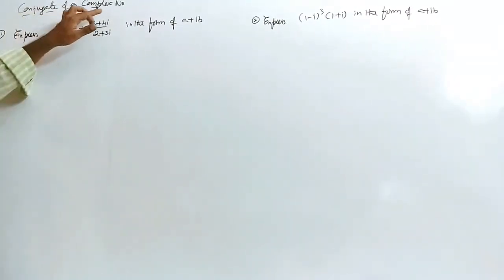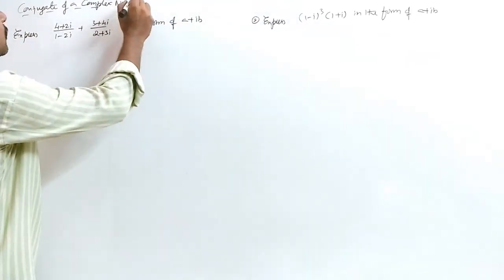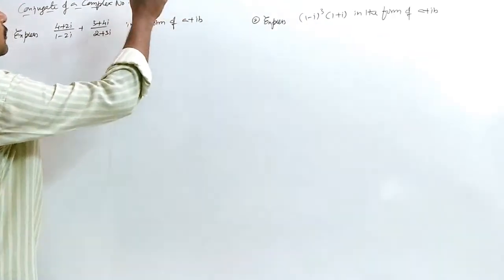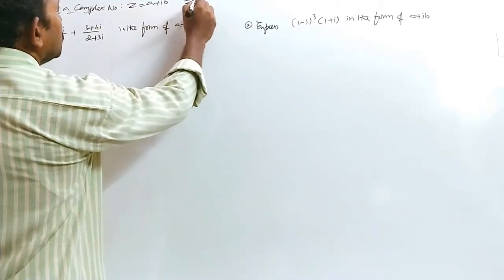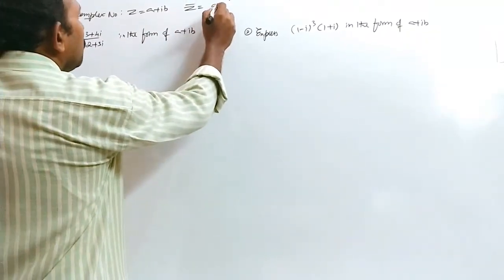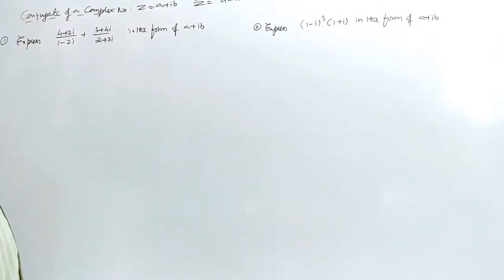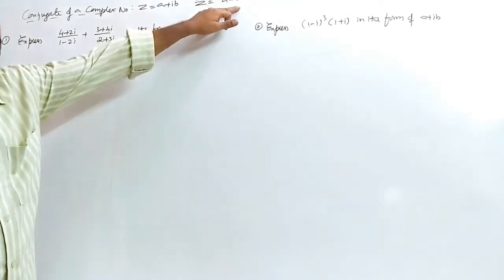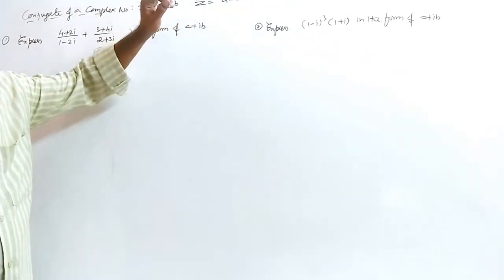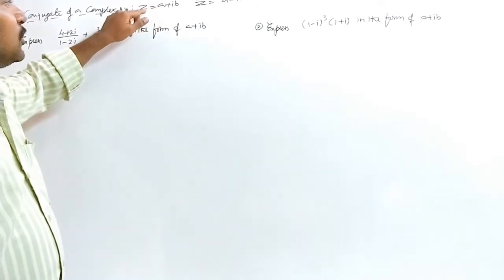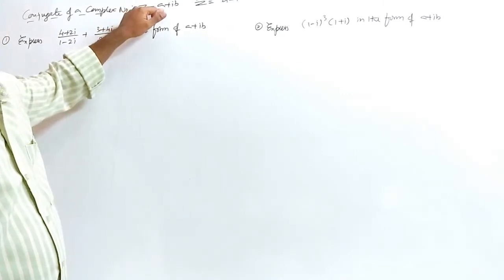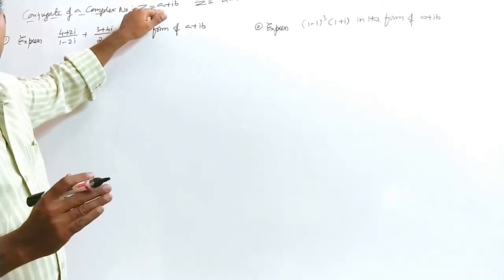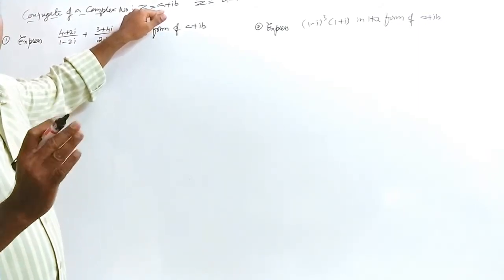Now, conjugate of a complex number. Let z = a + ib. Then the conjugate of z is denoted by z bar. z bar is equal to a - ib. If z = a + ib, then z bar = a - ib is called the conjugate of z. Here, simply to find the conjugate of a given complex number, you have to change the sign of the imaginary part only. To get the complex conjugate of a given complex number, just change the sign of the imaginary part only.